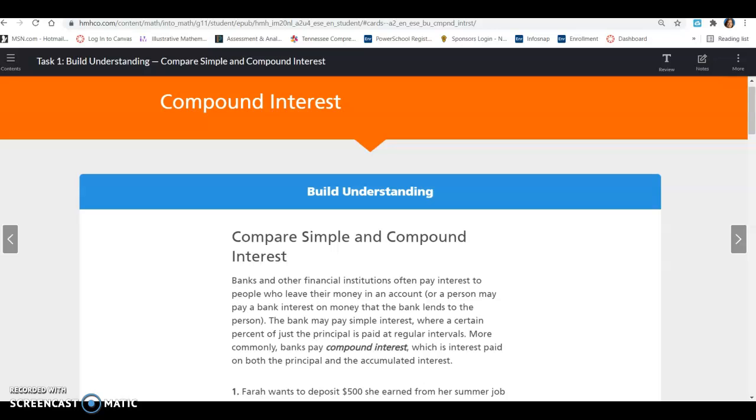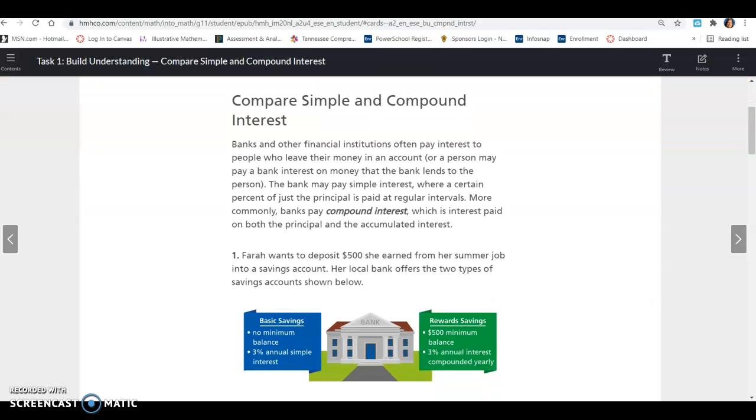Hey guys, today we're on lesson 8.3, compound interest, and we're going to start with task 1. Alright, compare simple and compound interest.